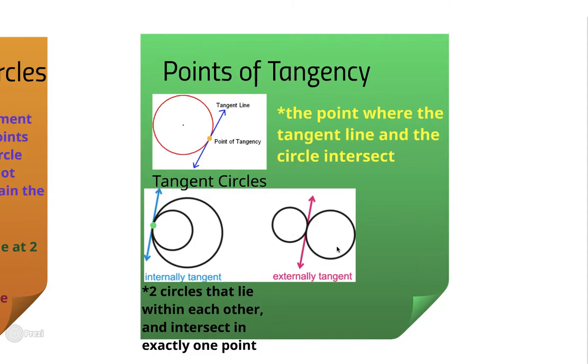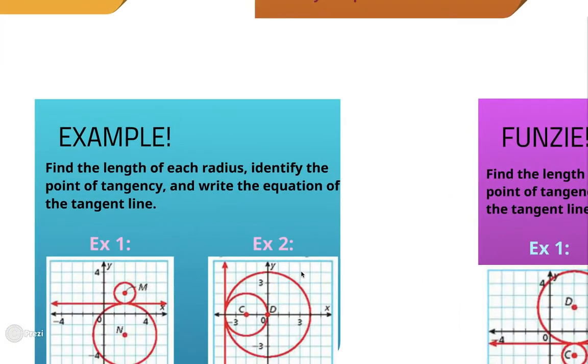Guys, now these two circles are externally tangent, which external means to be on the outside. So these circles are touching outside of each other, and they still touch in exactly one point. Bam, right there. Okay, so there are two circles that are adjacent, which means they're next to each other, and intersect in exactly one nifty point. So these two circles are tangent to each other, as well as this is a tangent line, because they're all hitting exactly one point. Cool, right? All right, let's keep going.